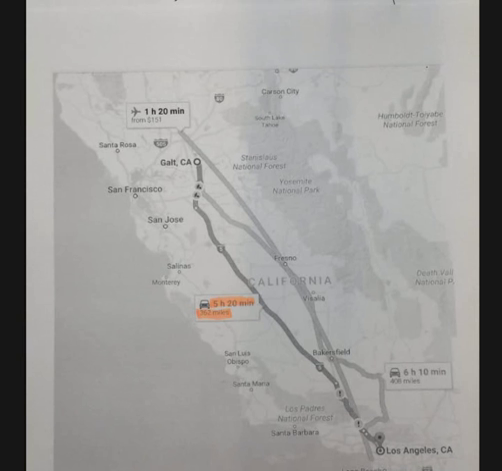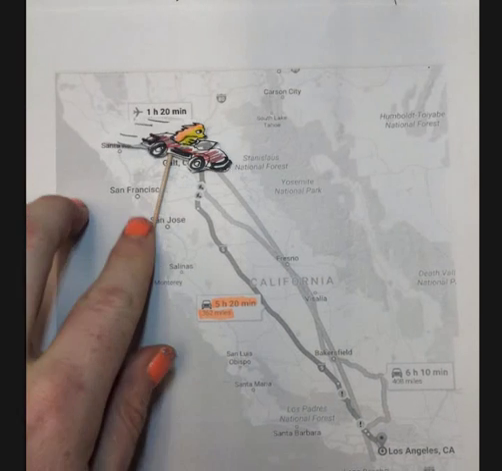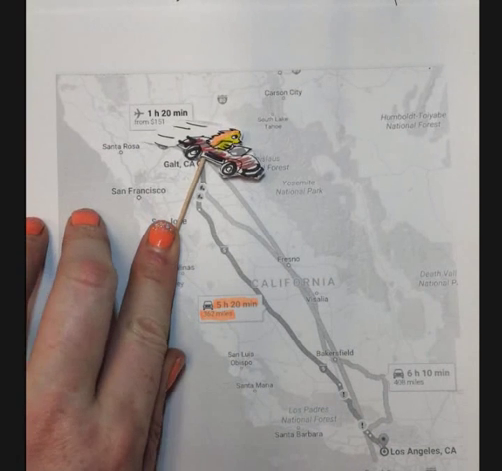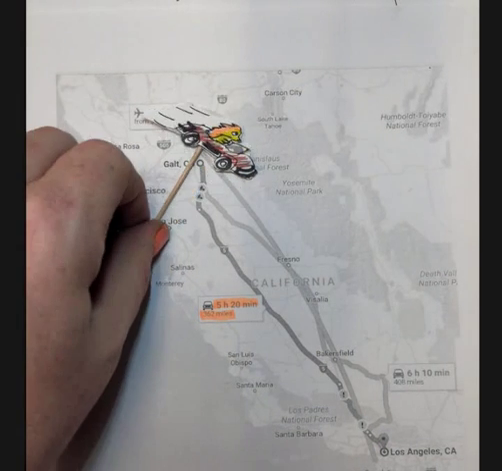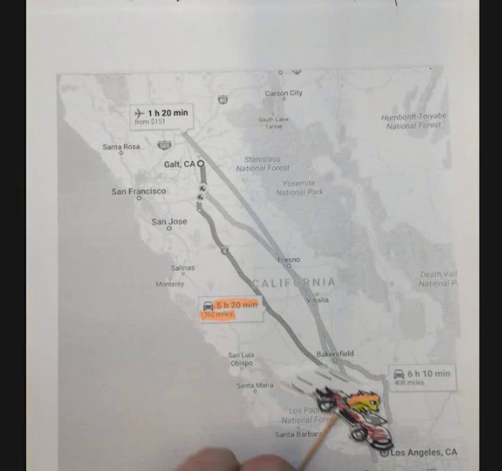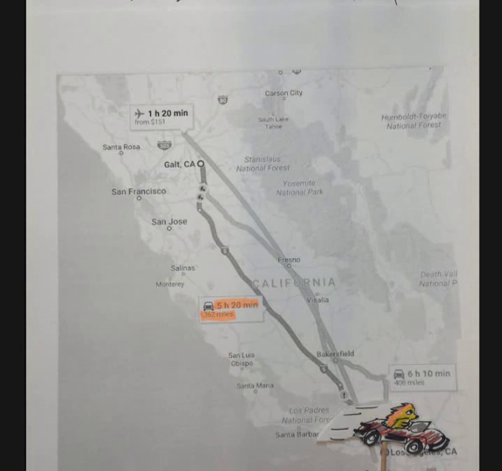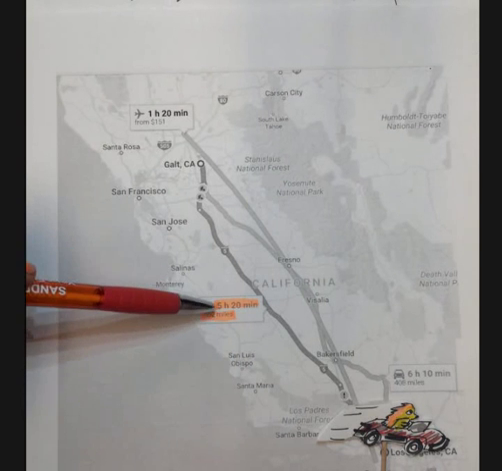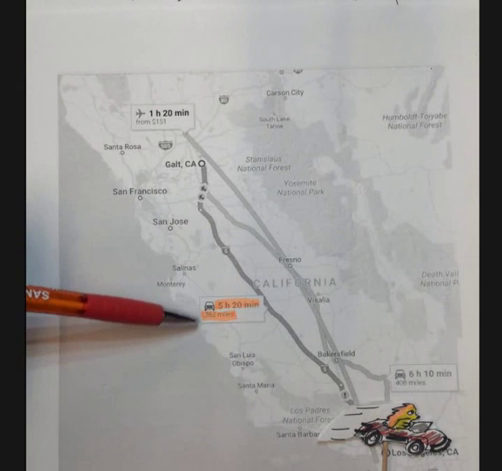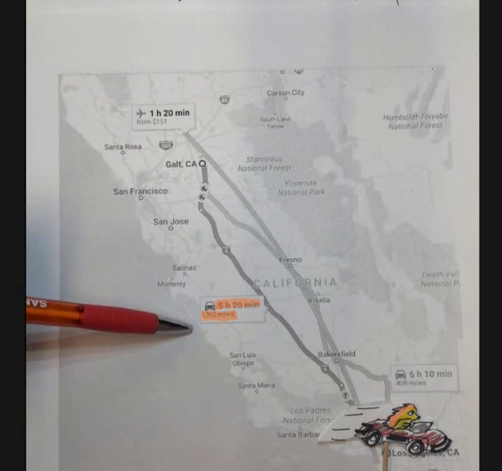Here we can see a situation where our good buddy the hedgehog is going to be driving from Galt down to Los Angeles. All right, and we can consider what this trip is. This trip is going to take us 5 hours and 20 minutes, and we're going to be traveling 362 miles.